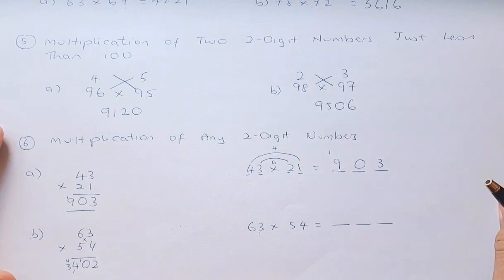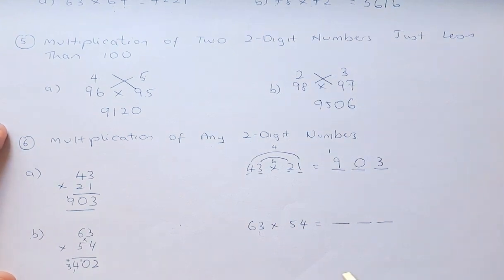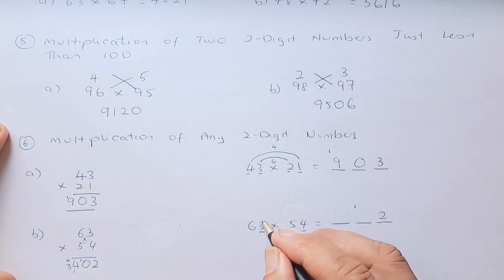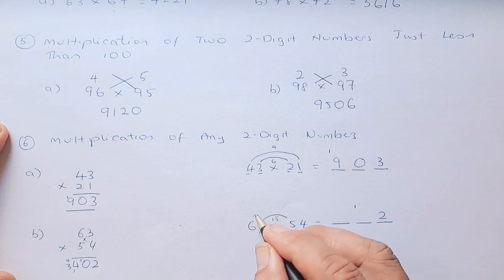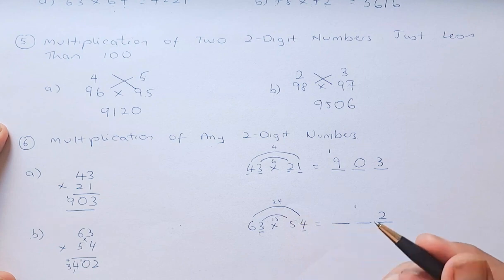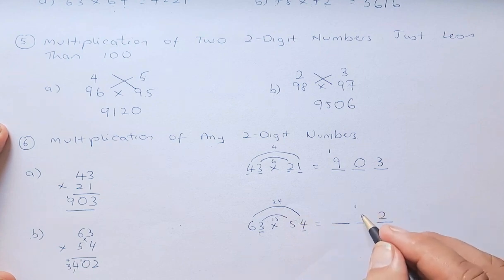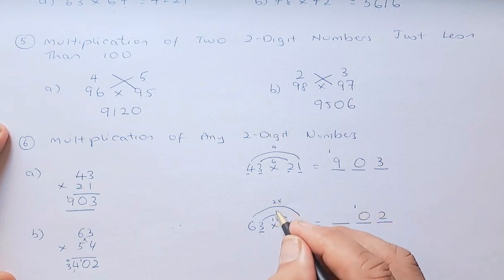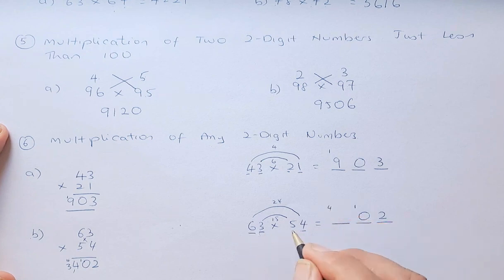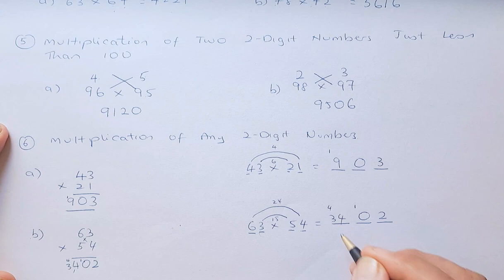3,402. Okay, if you do the rainbow method, you take the last two digits. 3 times 4 is 12. Carry up 1. And then you're going to do the rainbow. 3 times 5 is 15. 6 times 4 is 24. Add them up. 15 plus 24 is 39. Plus 1 is 40. Carry up 4. So 6 times 5 is 30 plus 4, 34. So the answer is exactly the same as the other way.